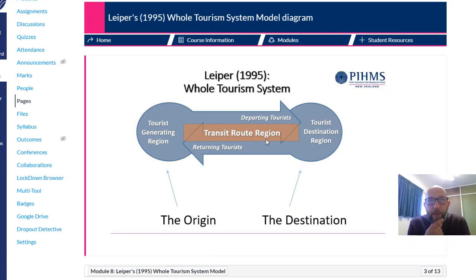There might be backpackers around New Zealand. There might be people who have hired camper vans to travel around New Zealand. So there's lots of different examples about how this kind of works. Lots of positive and negative examples of all this as well. I want to give you an example.